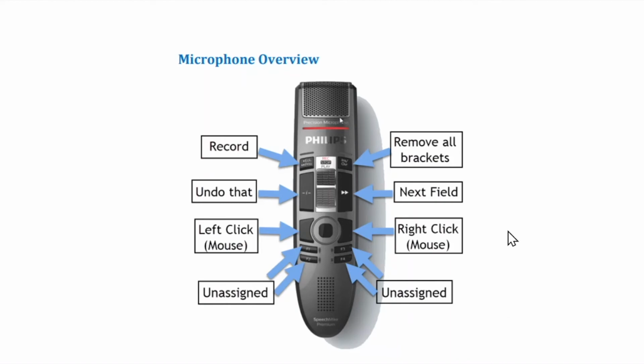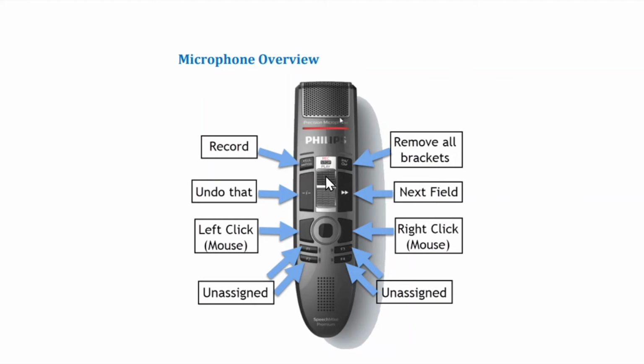The microphone that we are currently using is the Philips microphone, which looks like this. Here is an overview of the microphone functions. The main buttons include the center button, which is a toggle switch used to start recording, stop recording, and play your recording. You can also click the EOL button on the top left corner to start recording.